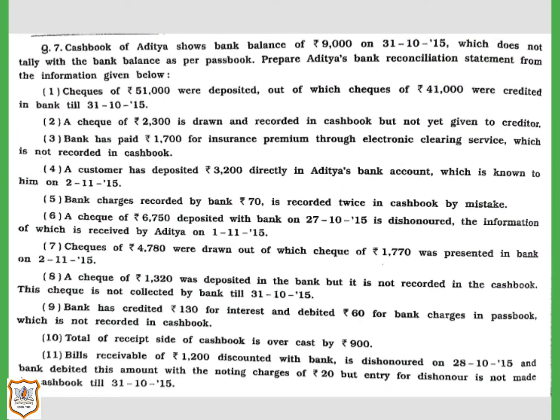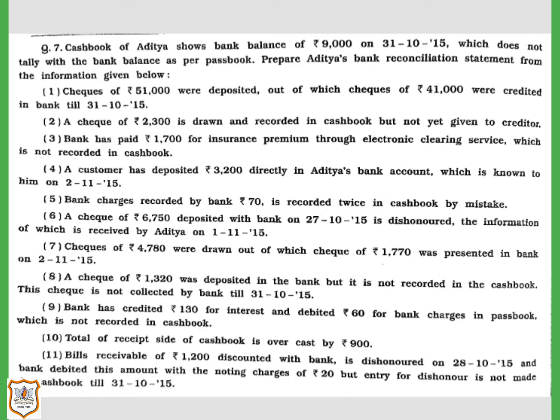Today we are going to do question number 7 of your textbook. Here is the question. Cash book of Aditya shows bank balance of rupees 9,000 on 31st October 2015, which does not tally with the bank balance as per passbook. We have to prepare Aditya's bank reconciliation statement from the information given below.